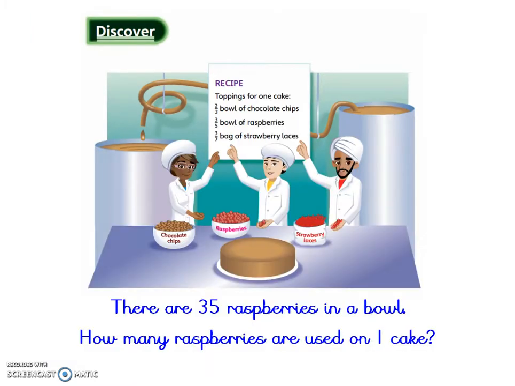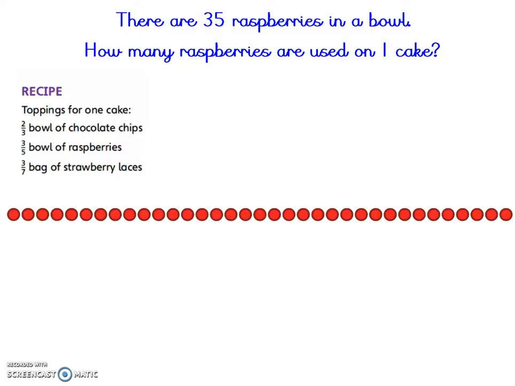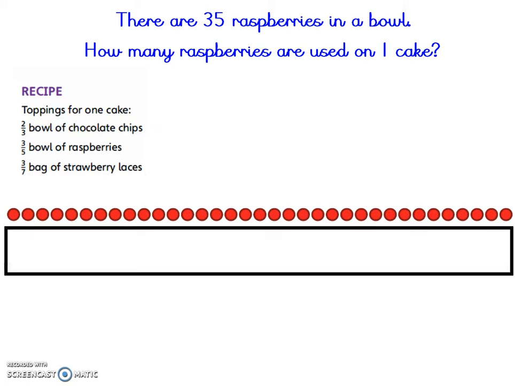So let's have a look at question 1a. There are 35 raspberries in a bowl. How many raspberries are used on 1 cake? I've started by counting out 35 counters to represent my raspberries in this case. You can see straight on the screen I've got my 35 raspberries. Those 35 raspberries are the whole amount, so they equal that whole bar that you can now see on your screen. That bar is going to represent those 35 raspberries.